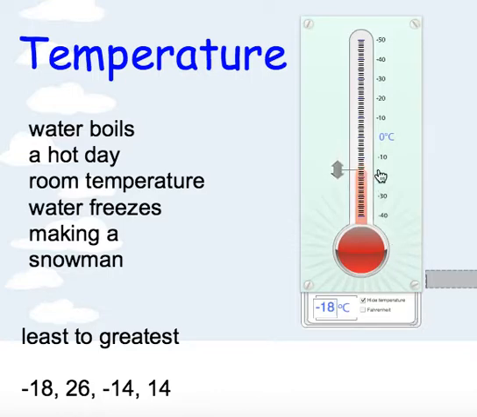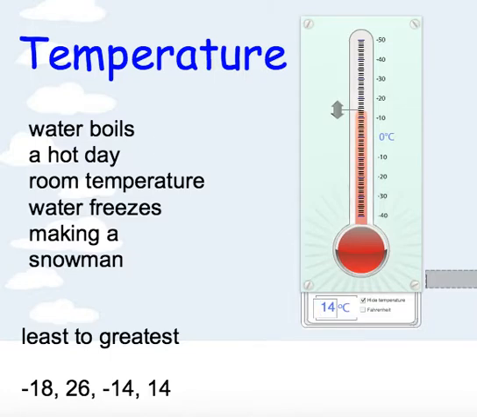So -18 is right here. So if I plug in 26, I'm going to jump up. So I know that -18 is less than 26. But now I have this -14. So where is that? It goes from where -18 was, right here. So -14 is right above it. So -18 is the lowest, followed by -14. Now I just want to see where 14 Celsius is. Yeah, it's right up here.